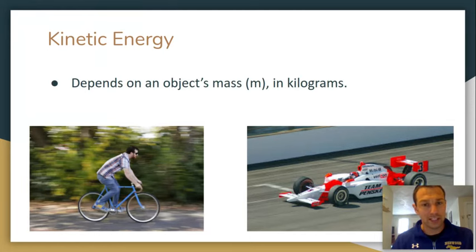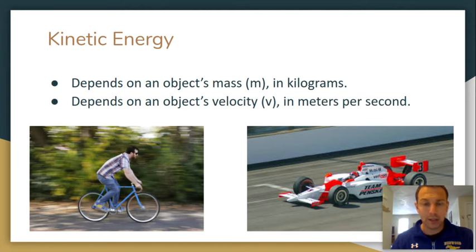One factor that affects kinetic energy is the object's mass, usually measured in the SI unit of kilograms. Clearly, the race car has a higher mass than the bicycle, including the driver of each vehicle. So since the race car has a higher mass, it might have more kinetic energy if all other factors are the same. The other thing that affects kinetic energy is the object's velocity in meters per second. In other words, how fast the object is moving.